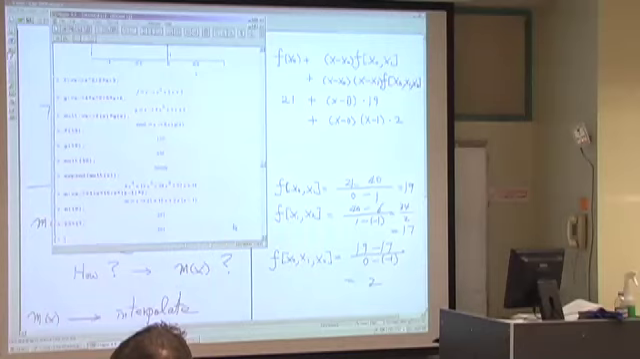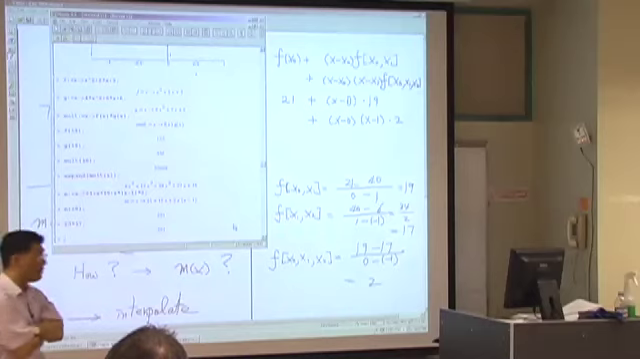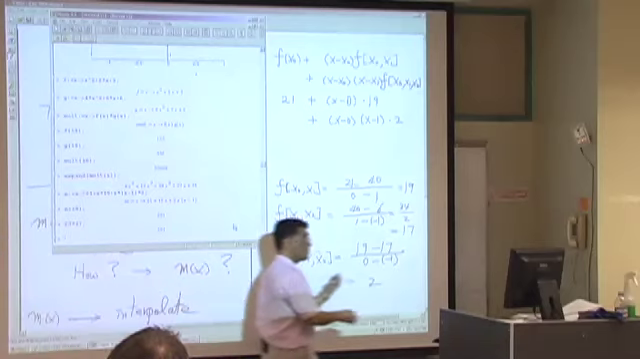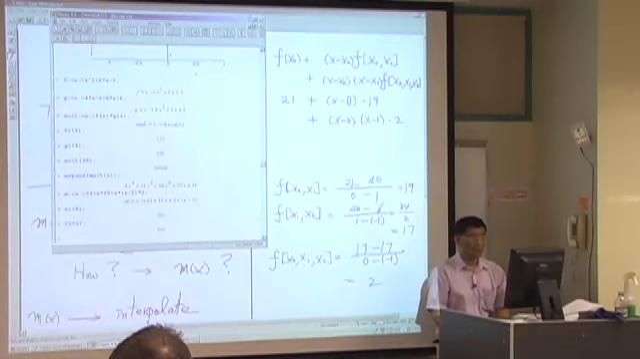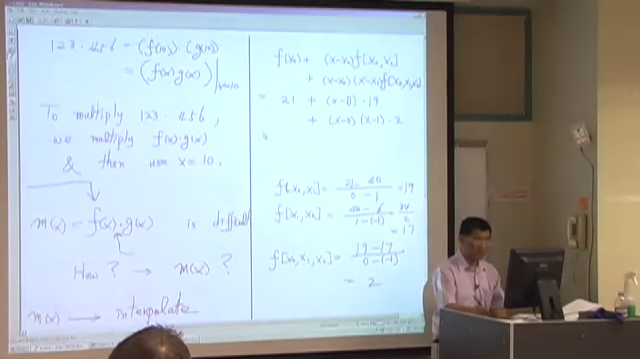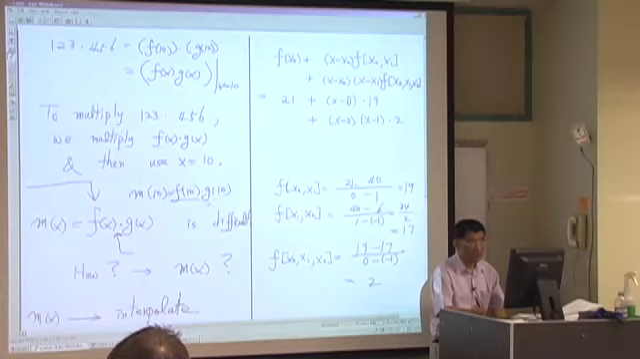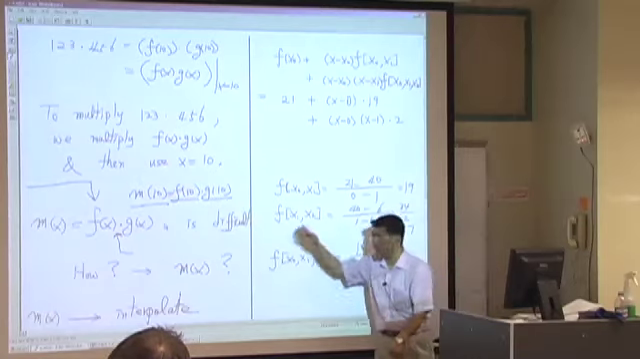So after finding m, use 10, because our goal was finding m of 10, right? What was our goal? Our goal was m of 10. We want to multiply f of 10 and g of 10. That is m of 10. So after finding m, use 10.